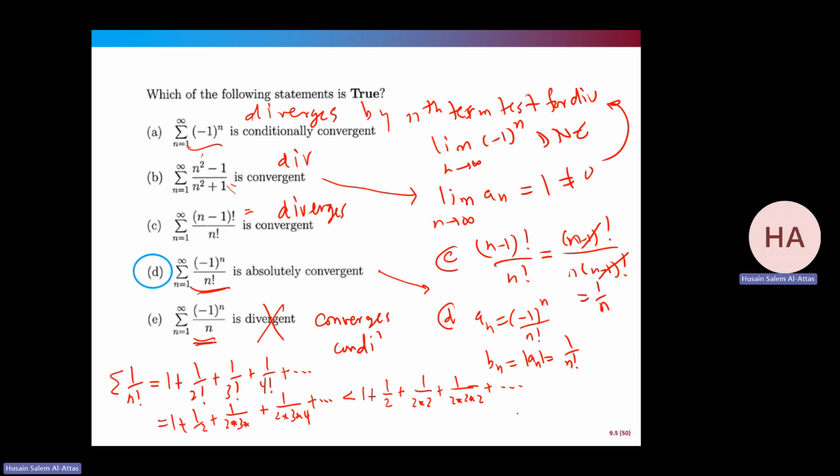So I can compare it: summation 1 over n factorial will be less than 1 plus summation of half to the power n, where n is starting from 1. And this converges. This one converges. So this is absolutely convergent.